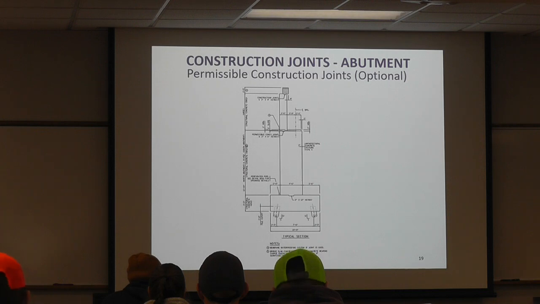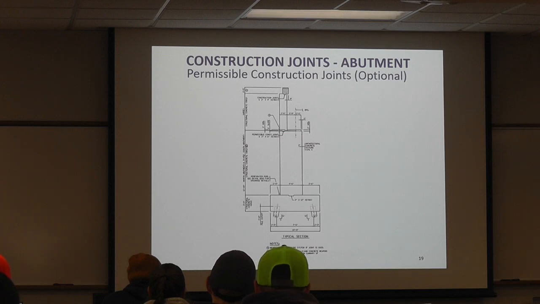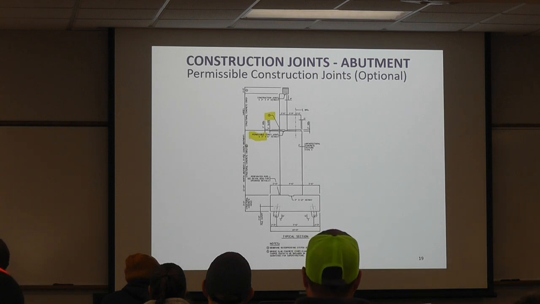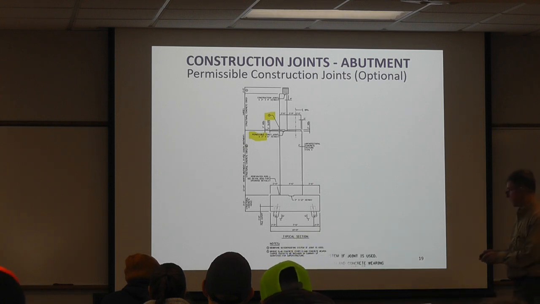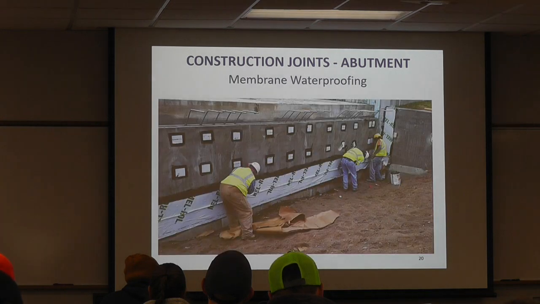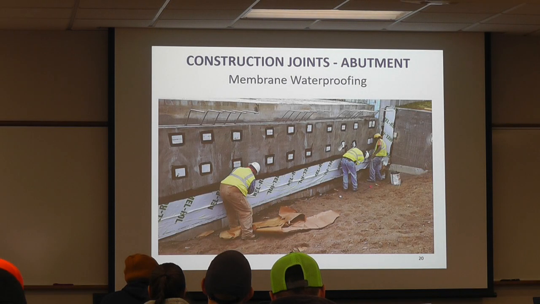So here is a picture then of the permissible joint. Often it's this joint here between the seat and the parapet, or the back wall. It's a permissible joint, it's optional, that they can use it or not use it. And there's a note there, note 4, again, membrane waterproofing if the joint is used. So membrane waterproofing if the joint is used.